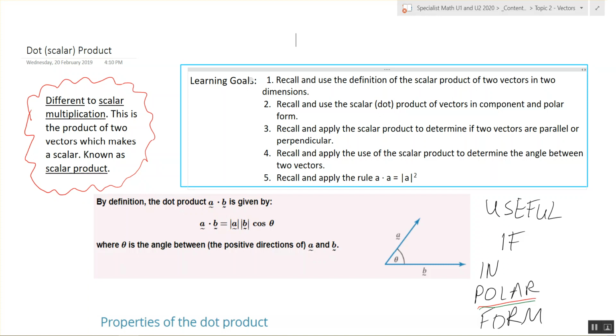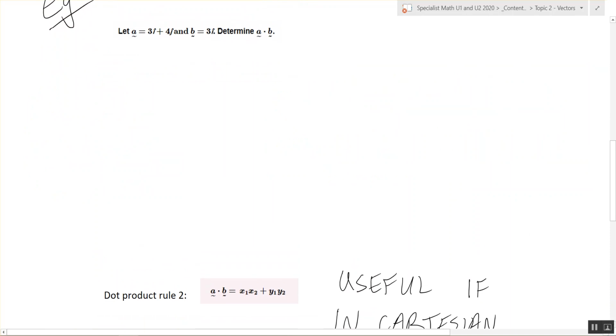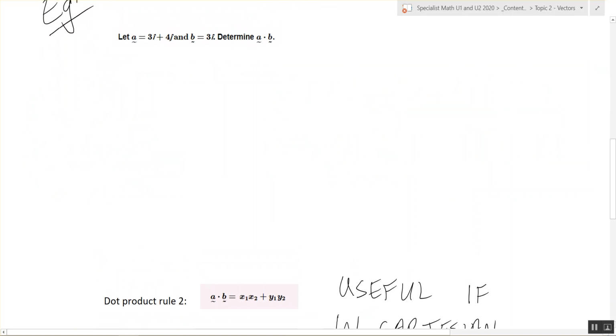Two vectors dotted in polar form, it's the magnitudes multiplied together with cos of theta. What's theta? It's just the angle between the directions of the two vectors. In what form? Cartesian. So we're going to use the second rule.